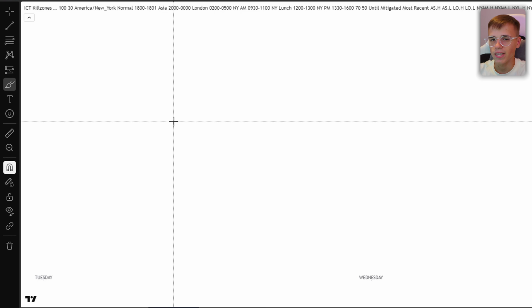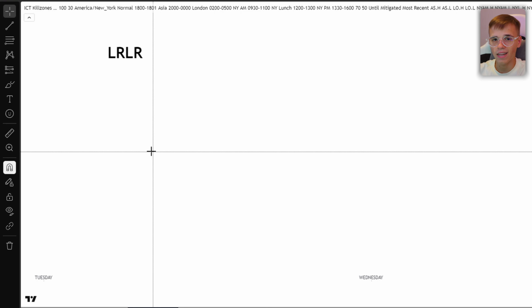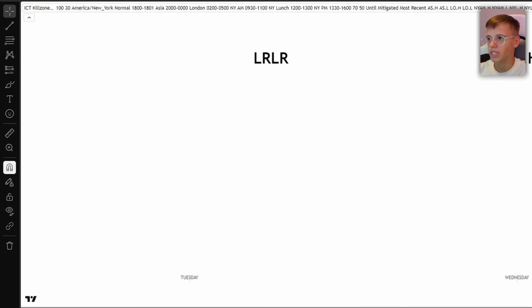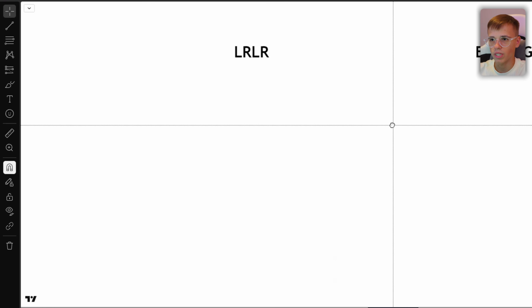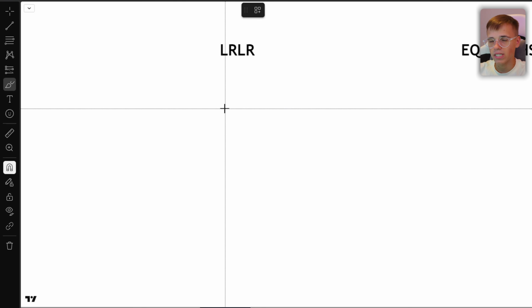So the first one is going to be low resistance liquidity, and the second one is going to be equal highs and lows. Alright, so I'm going to start with explaining what is low resistance liquidity. I'm going to turn this off and move it aside. And basically low resistance liquidity, as the name says, it is a low resistance.